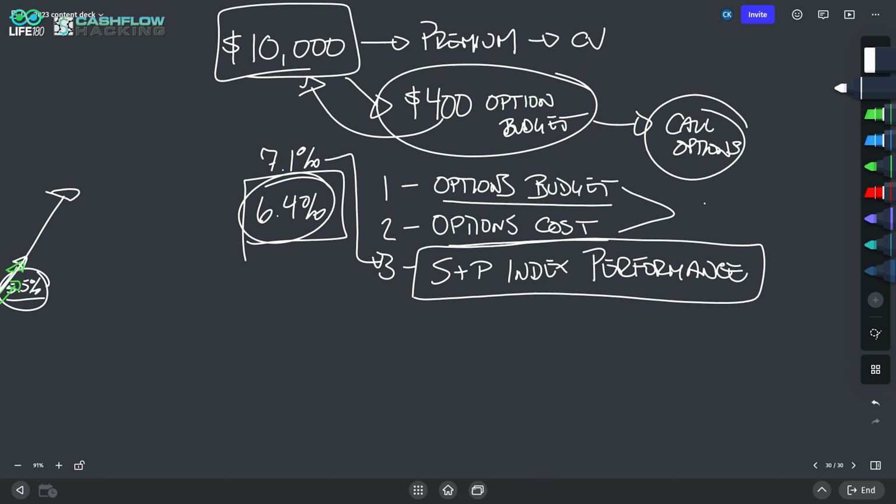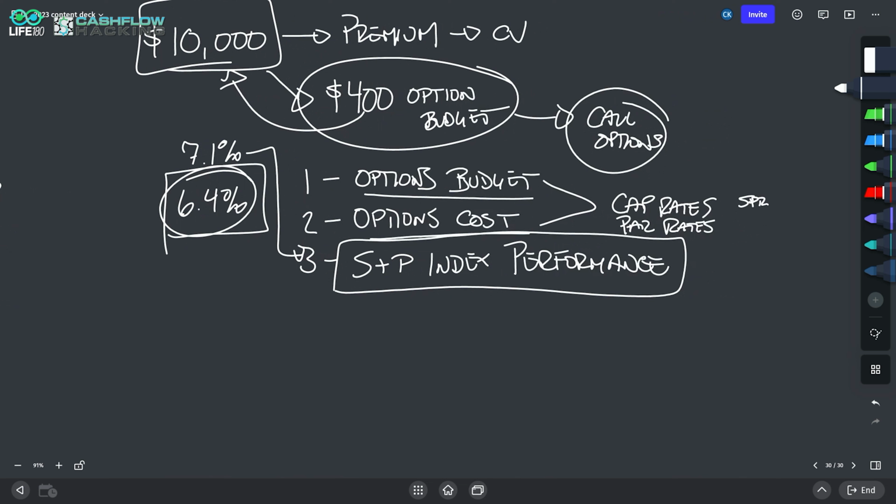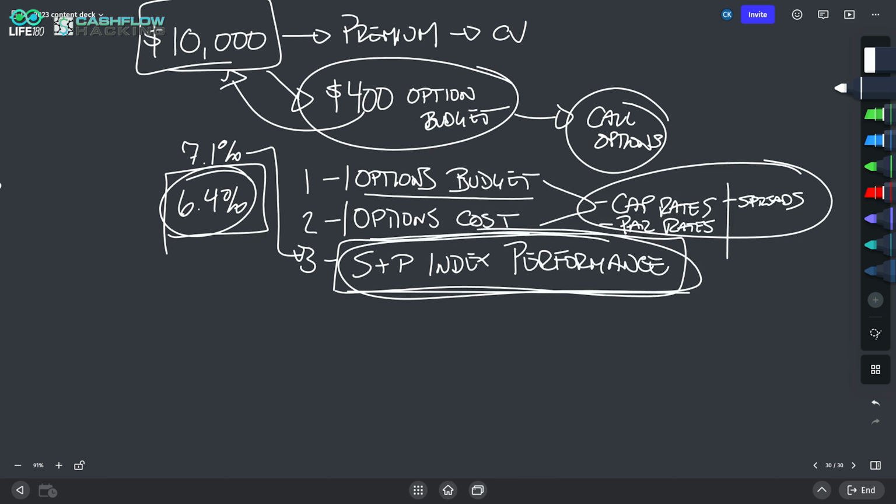What they do there is they figure out what the cap rates, par rates (participation rates is what that stands for), and then maybe spread charges are. I'll just write spreads. And these are all things that ultimately they can change, because it doesn't matter how the S&P 500 index performs. If these two things get more expensive, they're going to reduce cap rates, par rates, spread charges, so you get to participate less in this. This is the measuring stick, but this is actually what leads to the costs and what leads to the performance.